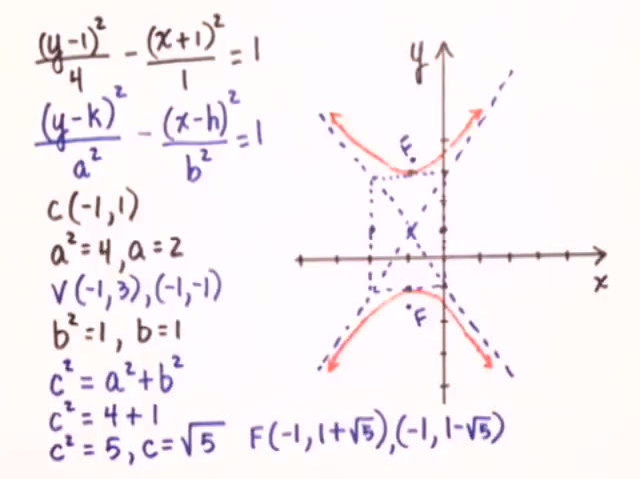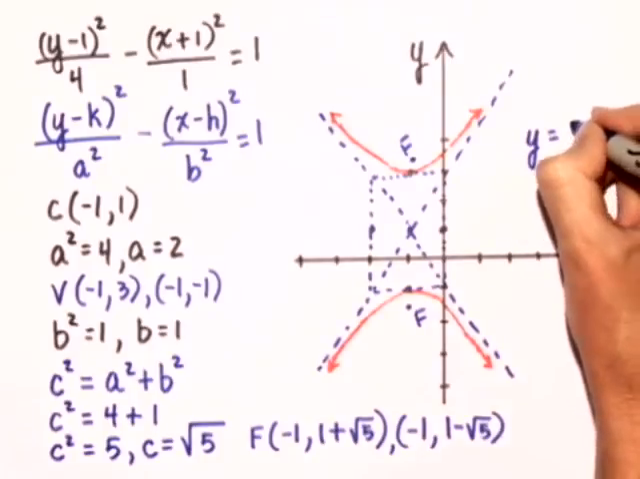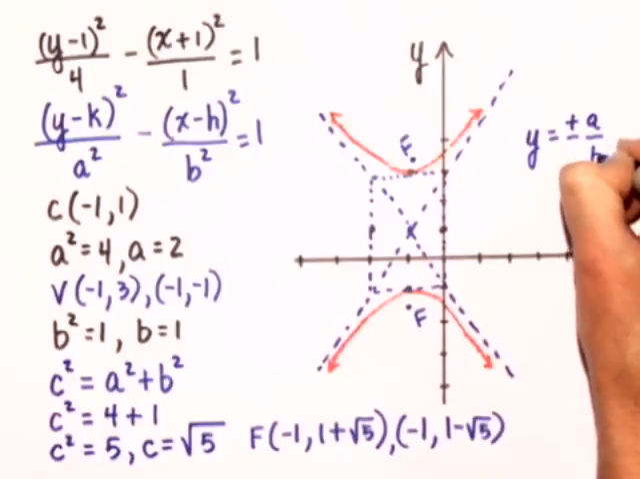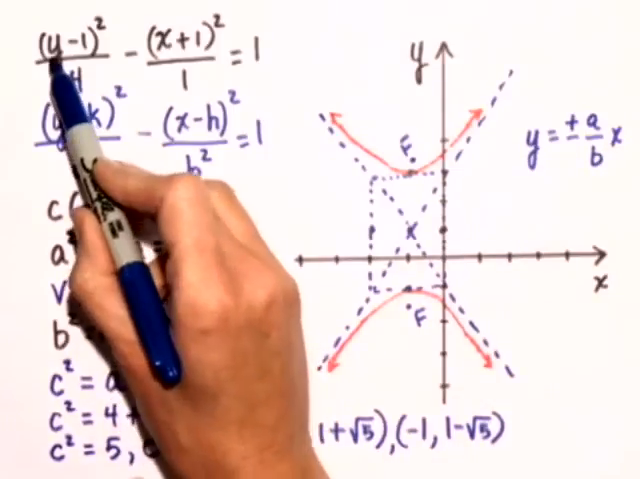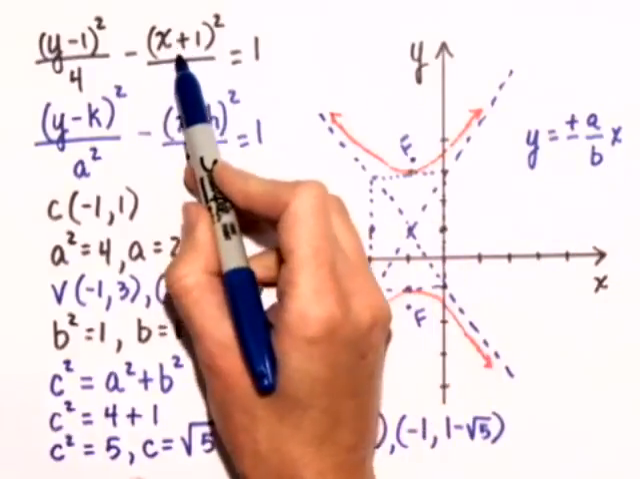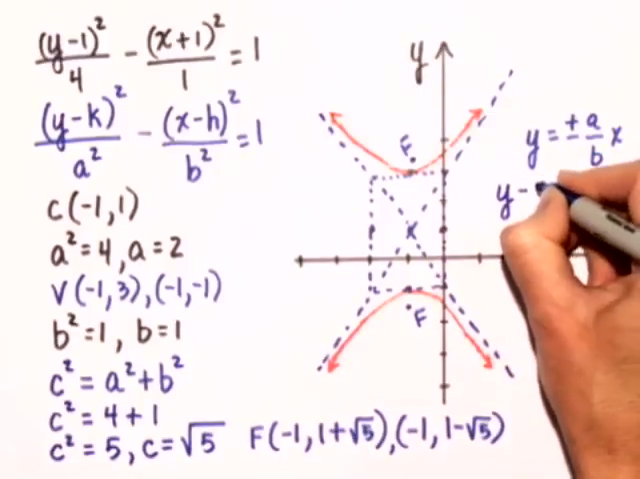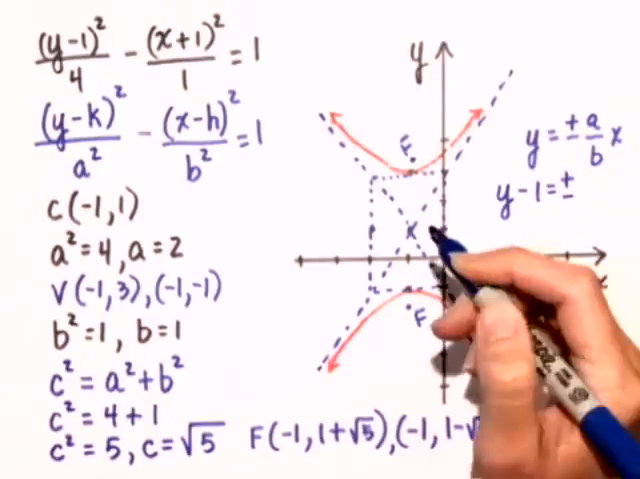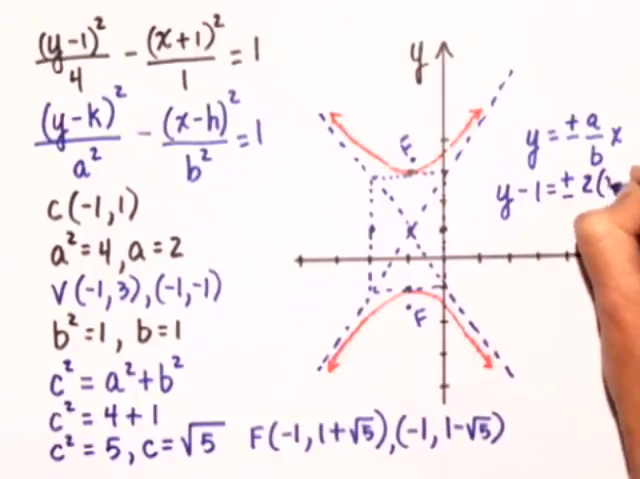We want to come up with the equation of the asymptotes. For a hyperbola with the y-squared term first, the equation of the asymptotes are of the form y is equal to plus or minus a over b times x, and we simply need to shift according to the center. So instead of y, we'll make sure we use y minus 1, and instead of x, we'll make sure we use x plus 1. So we have the equations y minus 1 is equal to plus or minus, well, a is 2 and b is 1. So 2 over 1 is just 2 times the quantity x plus 1. Those are the two equations of our asymptotes, and here's a complete graph of this hyperbola.